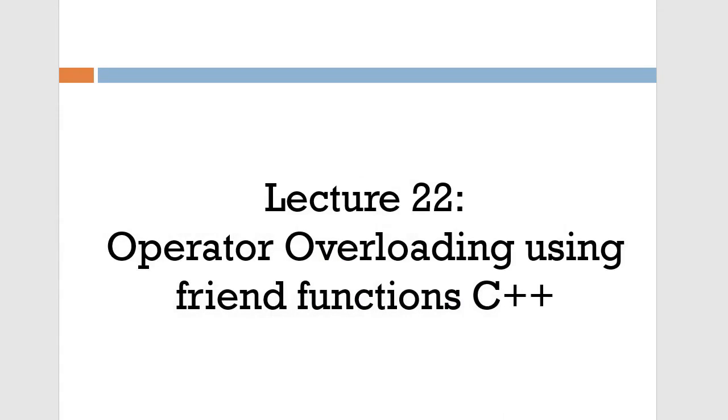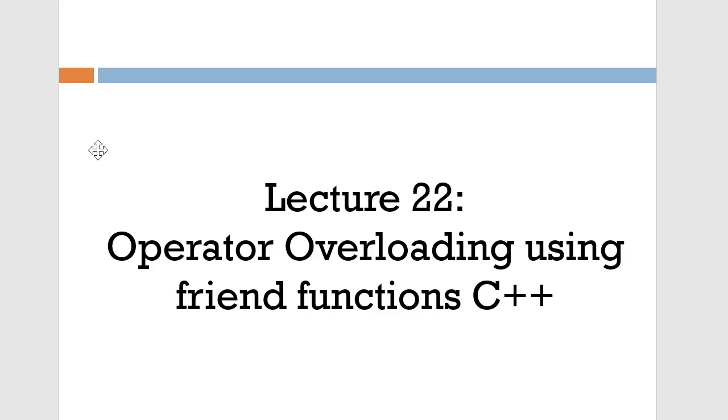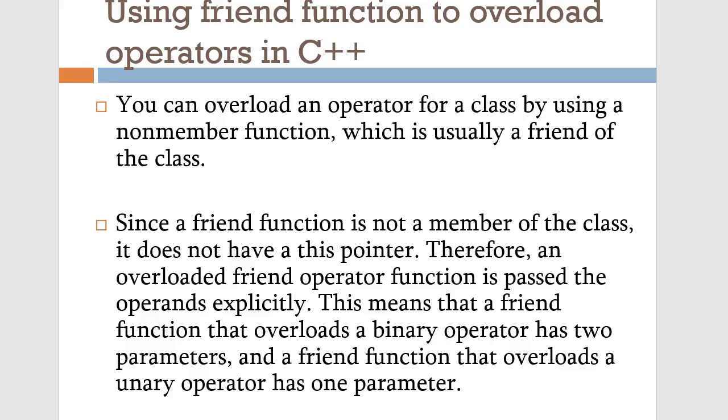This is lecture 22 of this video series, and today we are going to discuss operator overloading using friend functions in C++. In the previous lecture we saw how to overload the operators using member functions. But similarly, operator overloading can be done using friend functions, which are non-member functions of a class. You can overload an operator for a class by using a non-member function, which is usually a friend of that class. We'll see some examples of this operator overloading using the friend function.